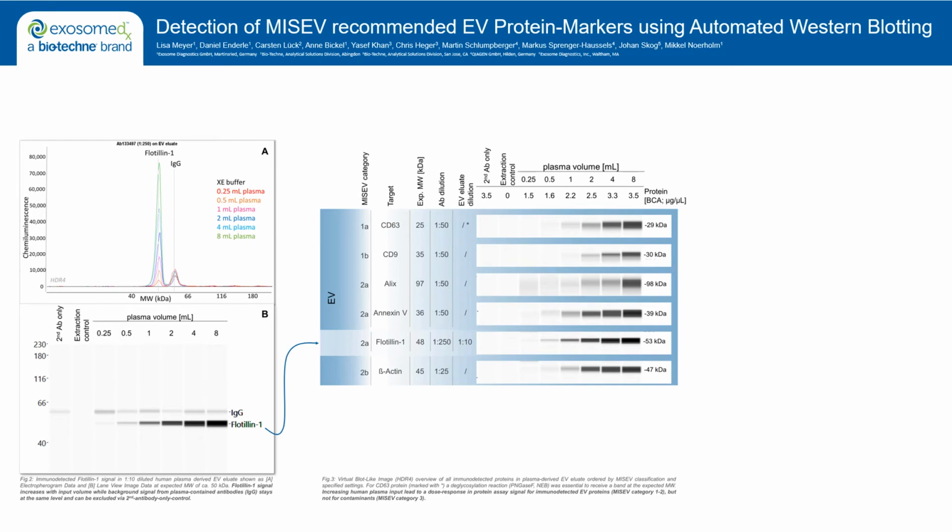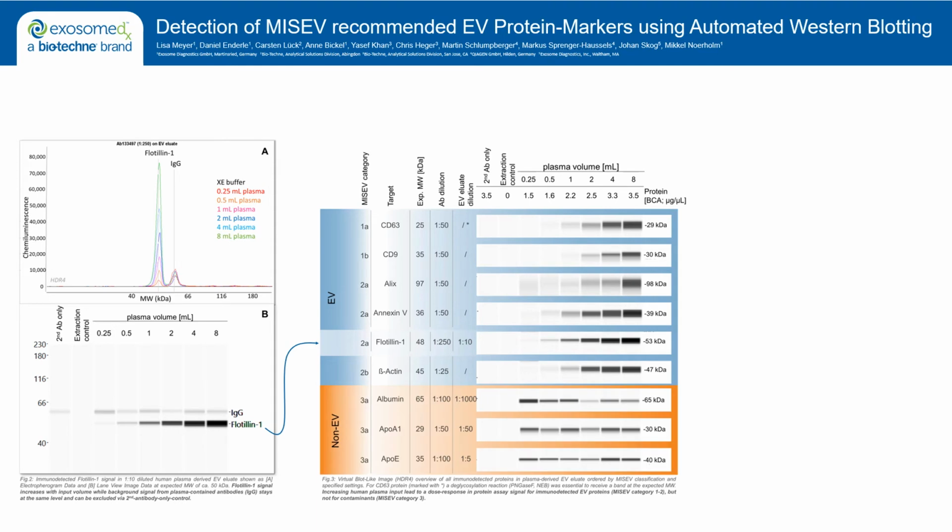Contrary to that, all 3 analyzed non-EV markers that derive from co-isolation during EV elution behave like the IgG background signals and stay at the same level no matter the input volume. In this table, you also find the already experimentally optimized antibody and sample dilution for each assay.